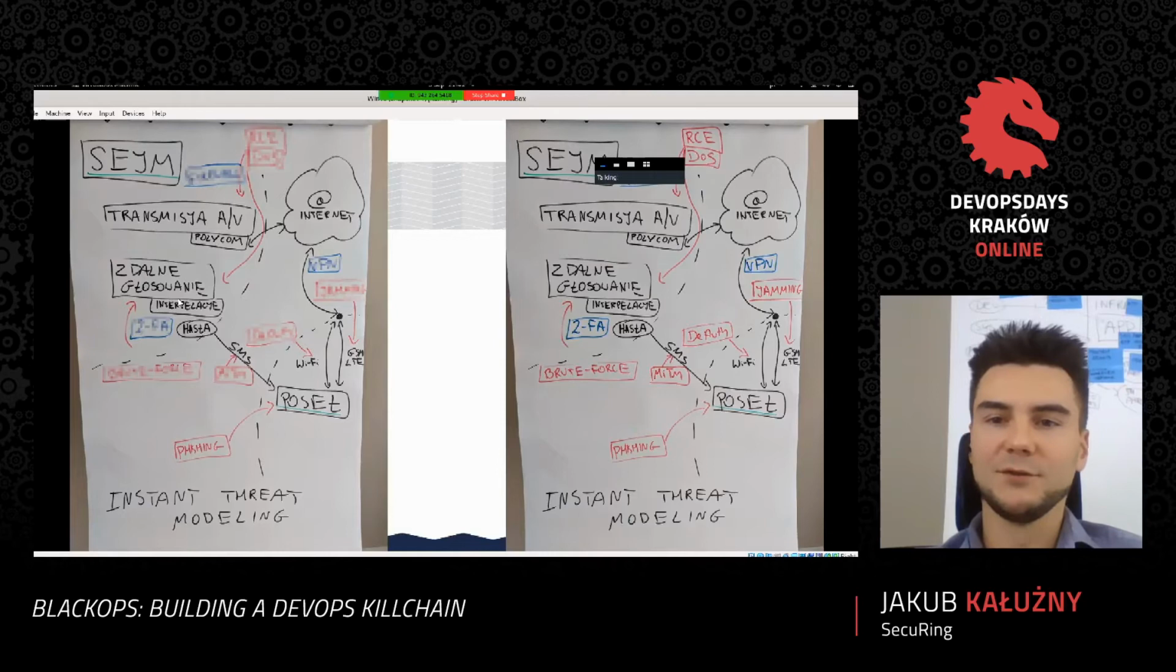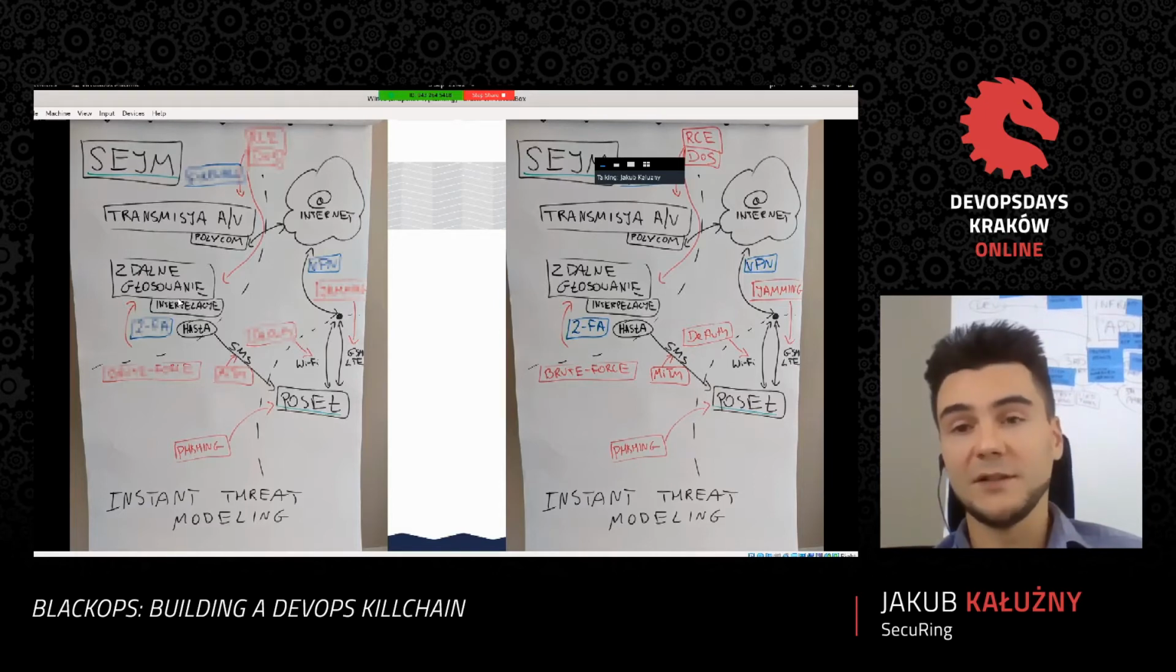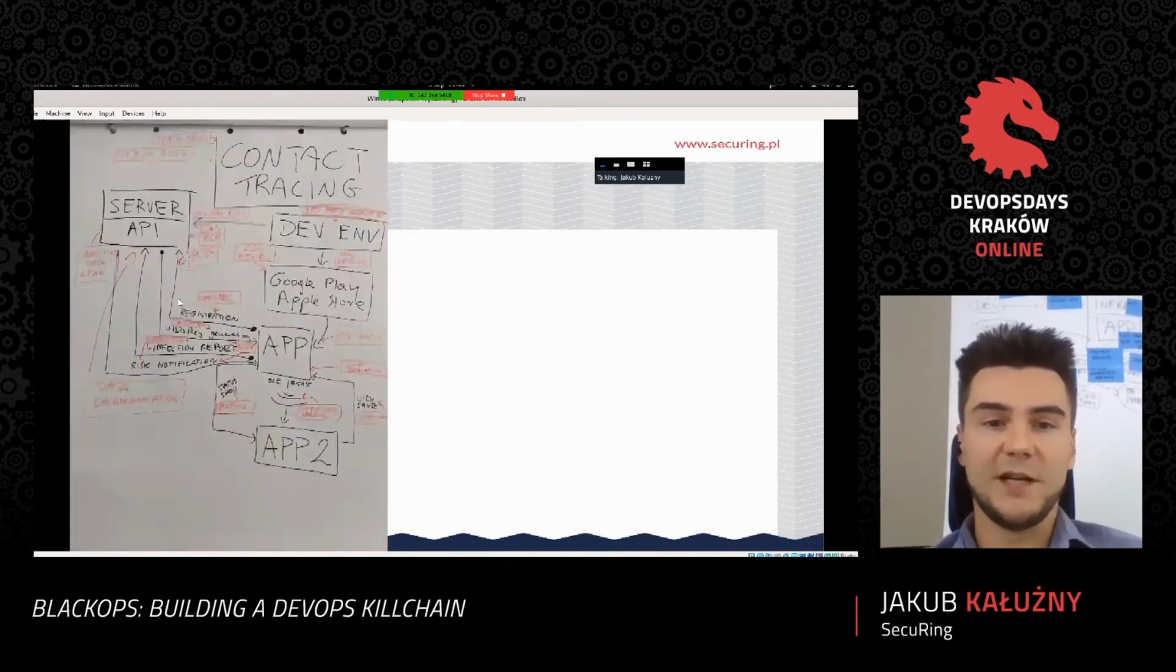And now we will do threat modeling, and I'll show you some easy vulnerabilities when it comes to DevOps, and well, building the DevOps kill chain.